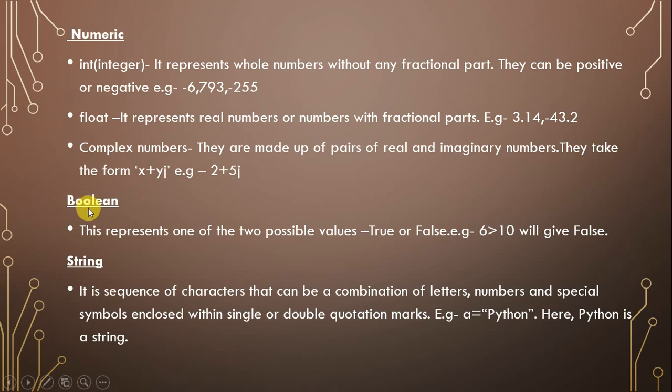Now Boolean data type. Boolean data type represents only one of two possible values, that is true or false. When we do any operation in Python or write a statement like 6 greater than 10, 6 is not greater than 10, so the output will be false. If the condition satisfies the statement, then the answer will be true. But the thing is that Boolean data type gives only two possible outputs, either true or false.